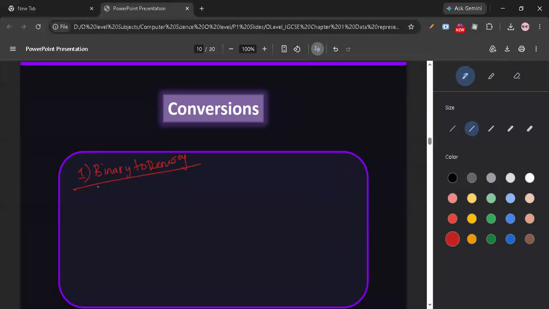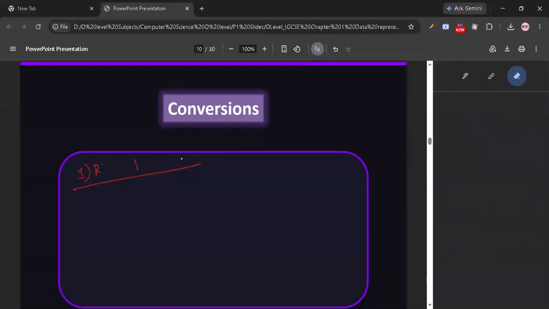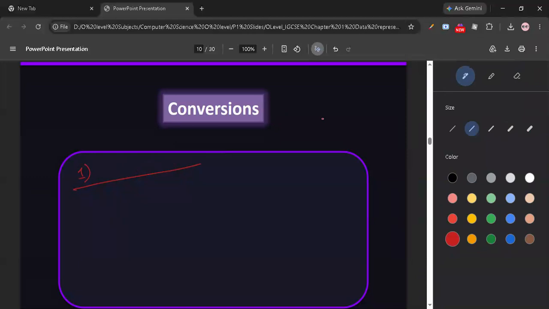All right, so the next one is denary to binary. Suppose we have 70. We are going to convert 70 to binary, and we must memorize this: 128, 64, 32, 16, 8, 4, 2, 1.